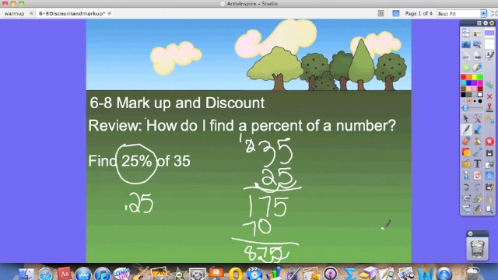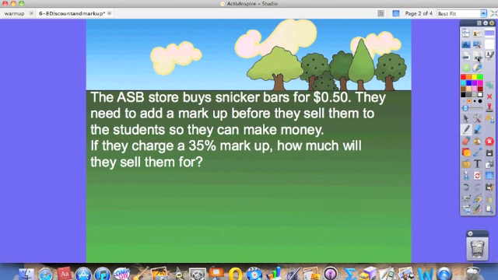Let's look at some example problems for how we're going to use this. The ASB store buys Snicker bars for 50 cents. They need to add a markup before they sell them to the students so they can make money. If they charge a 35% markup, how much will they sell them for?